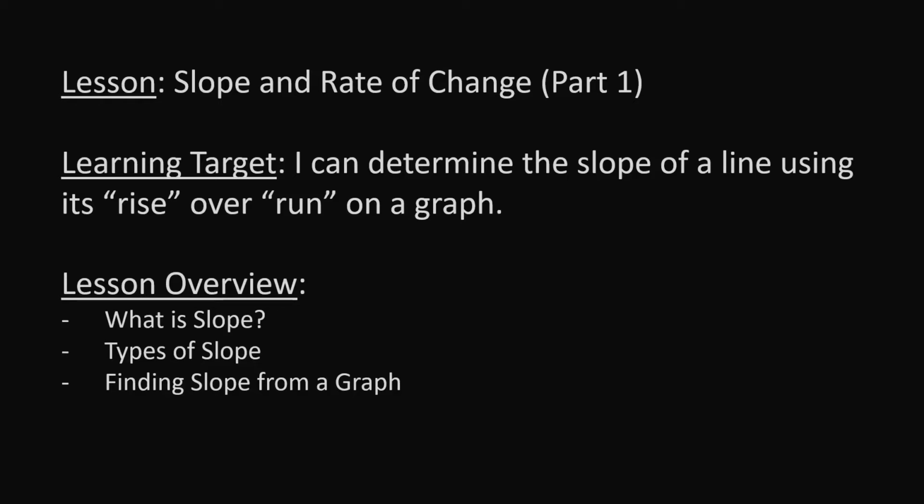All right, pre-algebra students, so today we are getting into our lesson about slope and rate of change. This is pretty similar to our work with constant of proportionality. So in this lesson, we should be able to determine the slope of a line using its rise over run on a graph. And in this lesson in particular, we are going to talk about what is slope, types of slope, and finding slope from a graph. Make sure that you're following along with our guided notes, and let's get started.